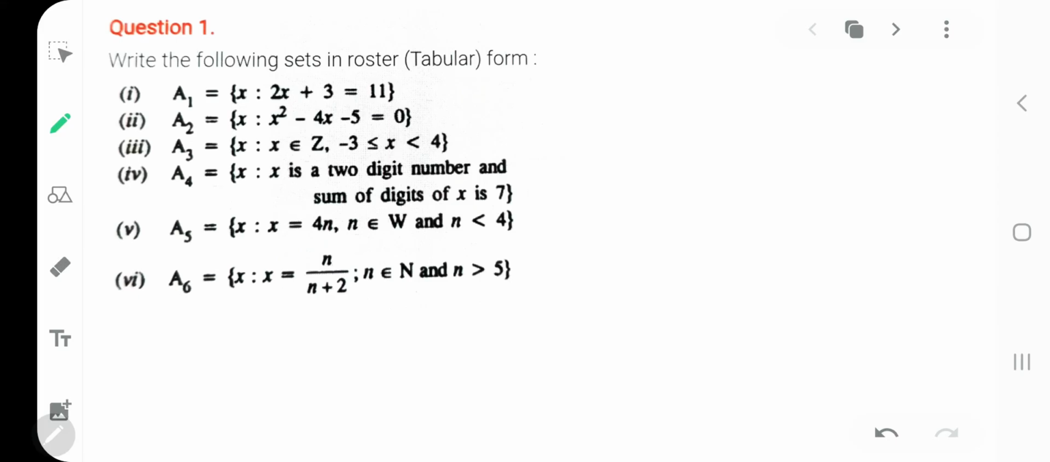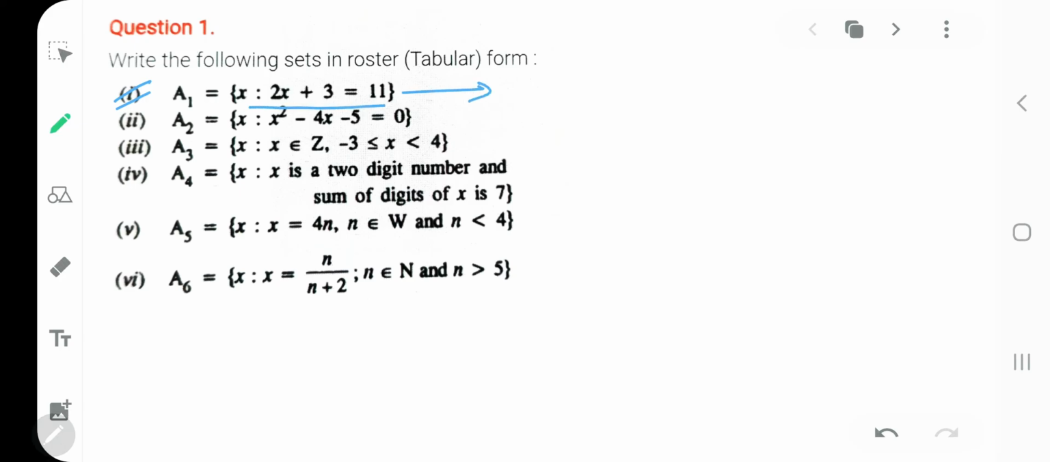Morning dear kids. Today I am taking your chapter sets, that is chapter 6a, exercise 6a. Let's start. Write the following sets in roster form. Roster form means you have to give the elements present in your set. For that, if you see question number 1, you have to solve the equation and then decide the set.